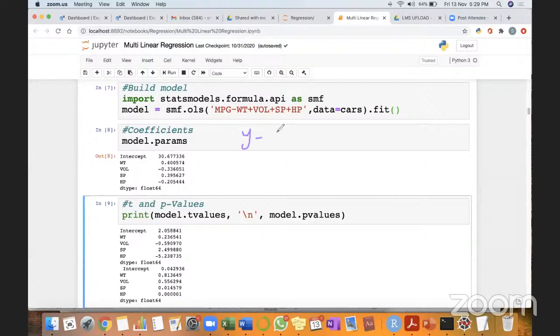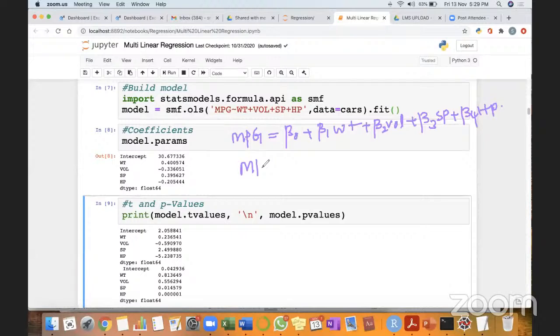So y is equal to, let me write it with this. MPG is equal to beta naught plus beta 1 times weight plus beta 2 times volume, and so on, plus the HP term. So these are the coefficients of these parameters.